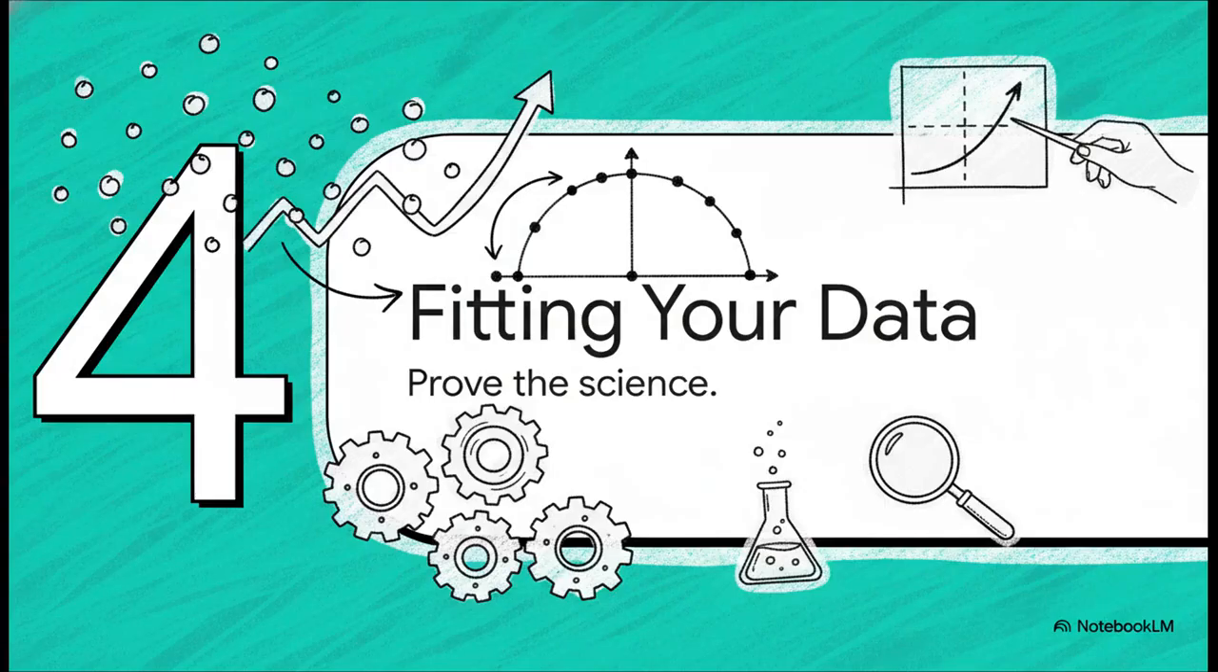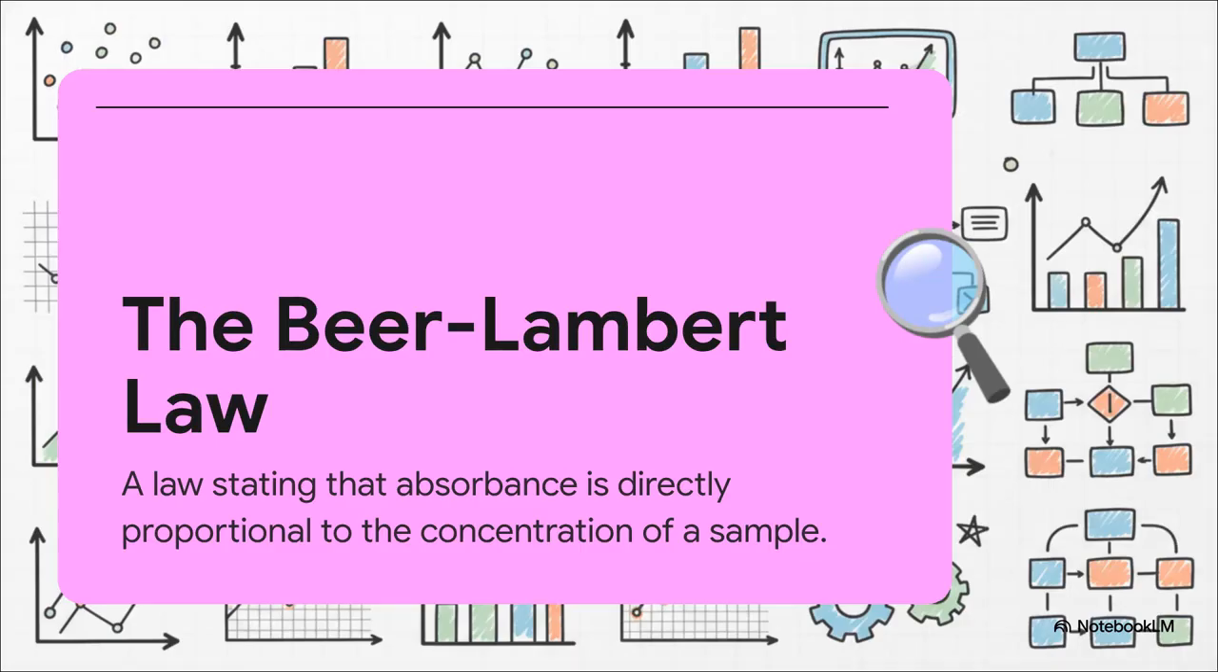Okay, so you've found the key features in your data. What's next? Well, now you fit that data to a scientific model. This is how you level up from just seeing a trend to actually proving a scientific law with your results. A classic example of this is testing the Beer-Lambert law. You know, the one that says absorbance is directly proportional to concentration. So you'd make a few samples with known concentrations, measure their absorbance at that lambda max you just found, and then plot those points to build a calibration curve.